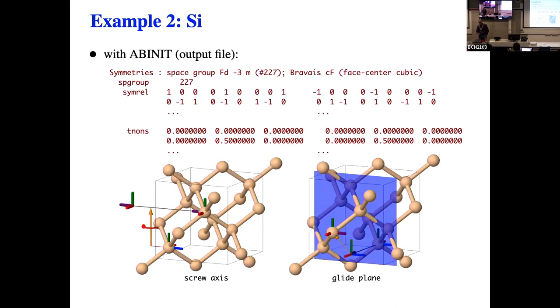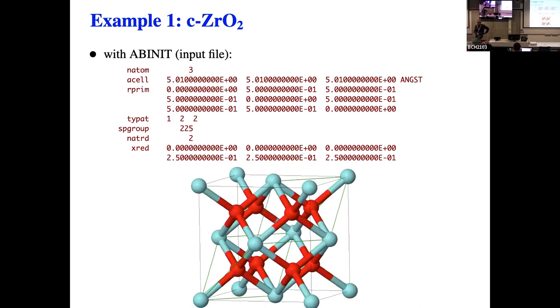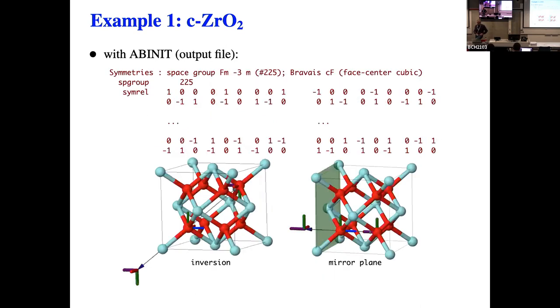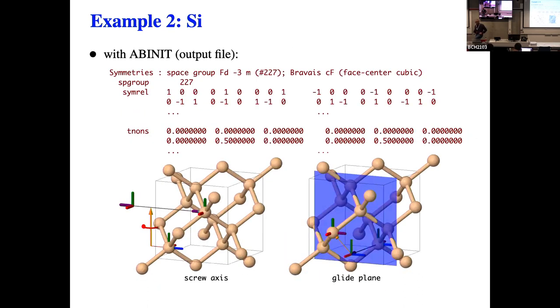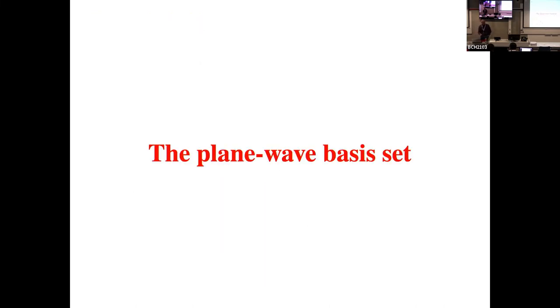Again, the code is going to find that it's the right space group, Fd-3m, space group 227. In contrast with the previous case, where all the symmetries are just specified by symrel with no translation because it is a symmorphic group, in the case of diamond it's a non-symmorphic group. In that case, some of the operations are screw axes or glide planes, and you see that there are non-zero translations associated to some of the symmetries. So this is how to specify the unit cell.